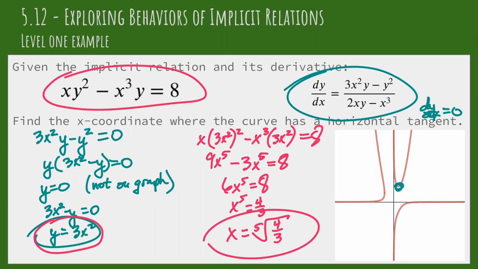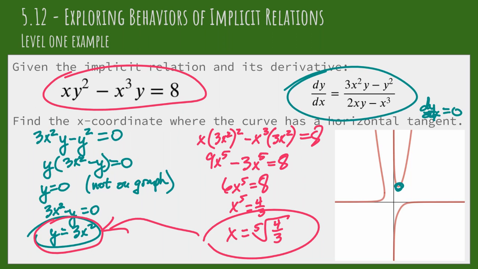I do want to point out that we can use this and plug it in here to get the y coordinate also. That's just, it's messy. It ends up being 3 times the 5th root of 16/9 for the y coordinate. So if it is messy, a lot of times you won't be asked to find more information.